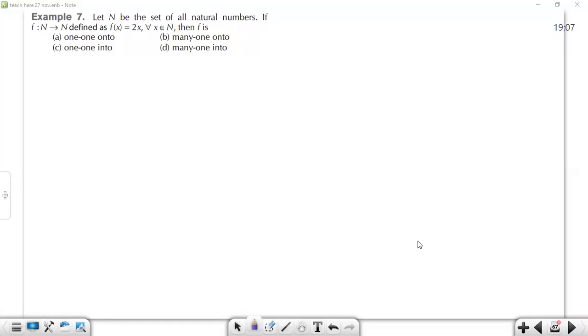Any doubts? No, sir. So please solve questions by yourself. Look for examples in NCERT and solve them. And if you have any doubts, bring them here or send them on the WhatsApp group.